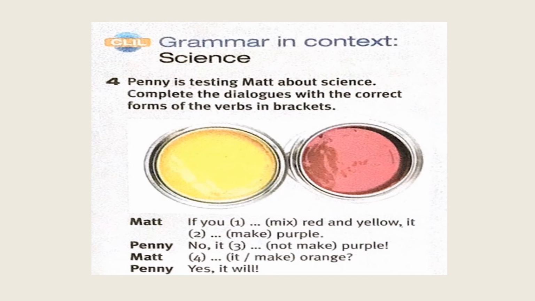Jika kamu mencampurkan merah dan kuning, adakah ianya akan membentuk ungu? Penny, no, it 3 not make purple. Tidak, ianya tidak akan menjadi ungu. Matt, 4 it make orange? Adakah ia akan menjadi orange? Penny, yes, it will. Ya, ia akan.